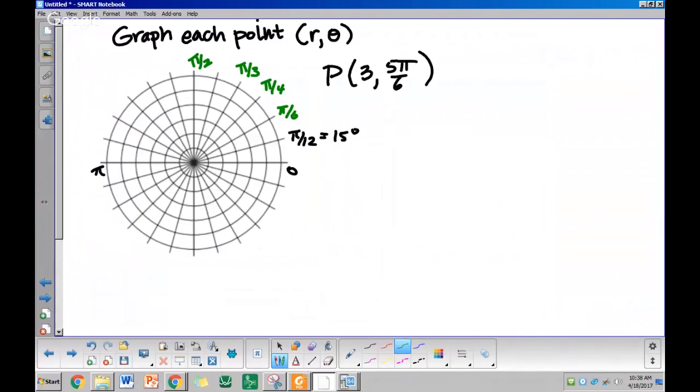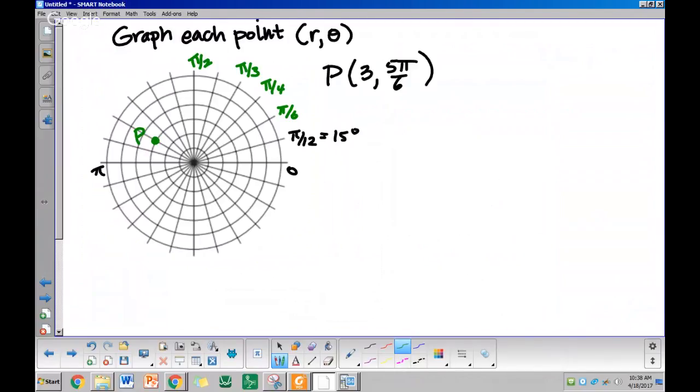But this point P is at radius 3, angle 5 pi over 6. So you go to radius 3 here and swing around 5 pi over 6, which is going to be right here. So that's point P.